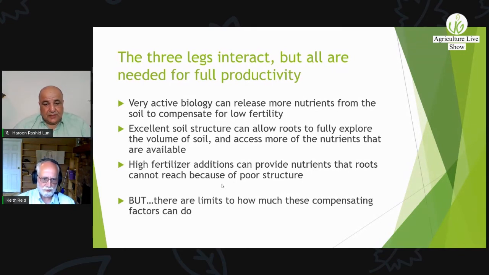You cannot put enough fertilizer on to compensate for a really, really small root system, because the plant roots just can't take up enough nutrient per unit of root. And the thing is, biology also goes along with good soil structure. You don't get good biology if you don't have good soil structure and good air-filled and water-filled porosity. So you need all three of them, and they can help compensate, but only part way.